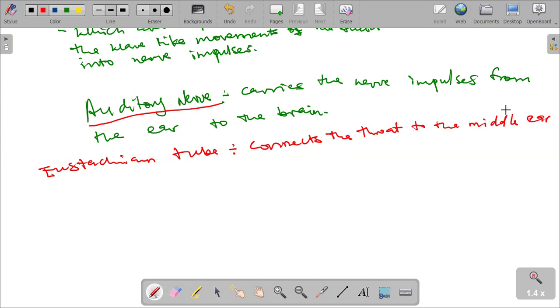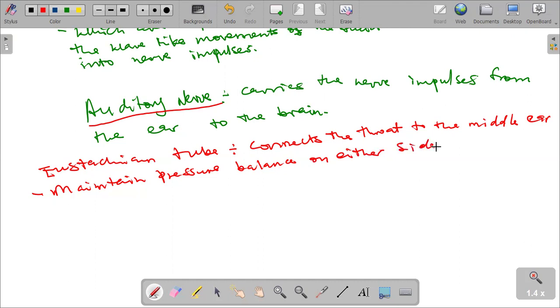That is one. And then what else does it ensure? One other function is that it ensures there is equal balance of pressure on either side of the tympanic membrane. It helps to maintain pressure balance on either side of the eardrum.